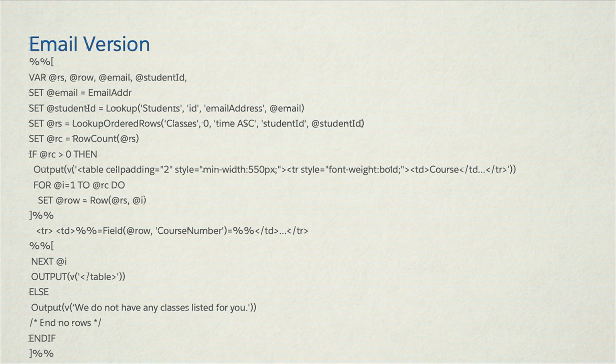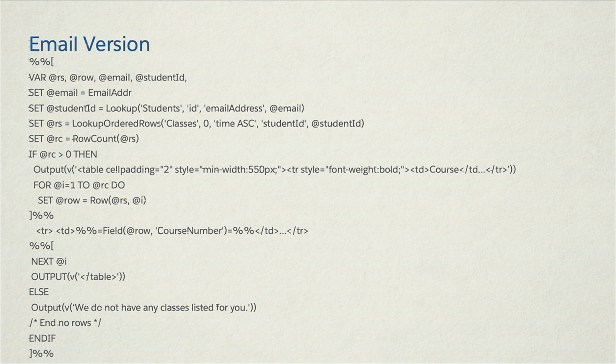So here's the email version of the same script. Again, this does exactly the same thing, except there's no error checking, and it's basically not requesting a value. It's using your subscriber value for an email address because you already have it. Why would you ask for it? So in this case, we're just setting the email to email addr, which is, again, a system variable.